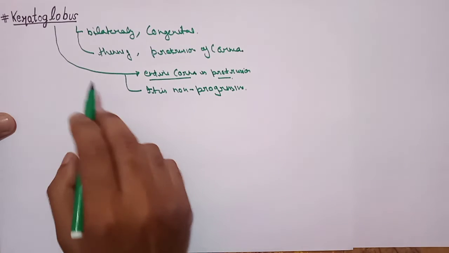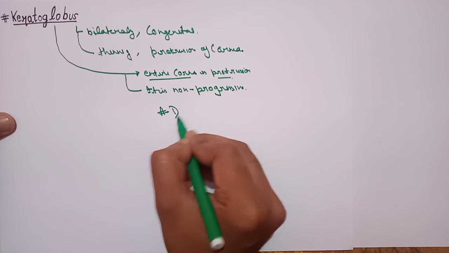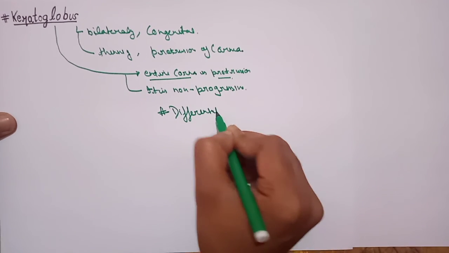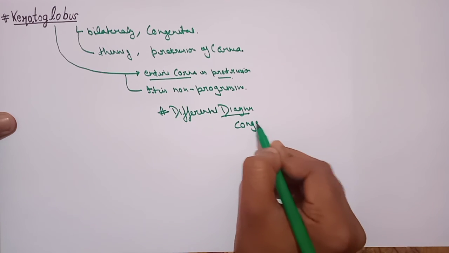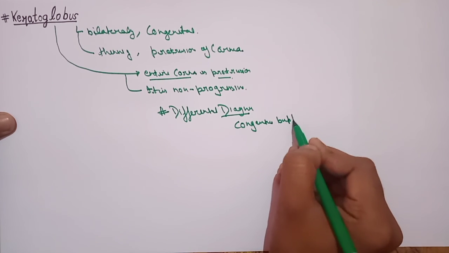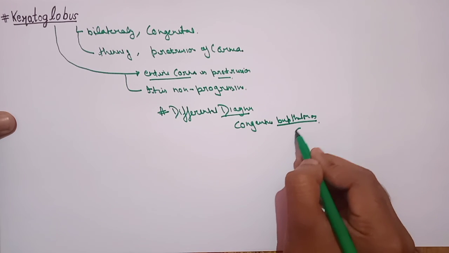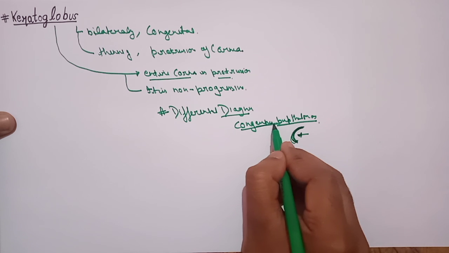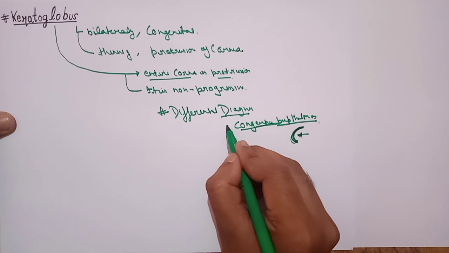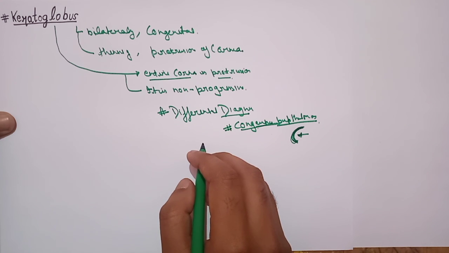There is also a differential diagnosis: congenital buphthalmos. In buphthalmos, due to the pressure, the cornea is moved forward. In this condition, the cornea looks like keratoglobus, but the condition is not keratoglobus. So the differential diagnosis is congenital buphthalmos.